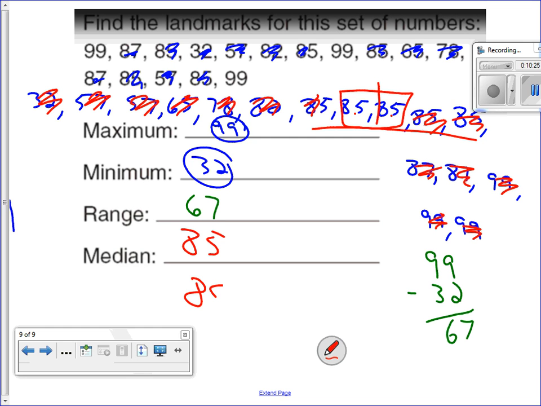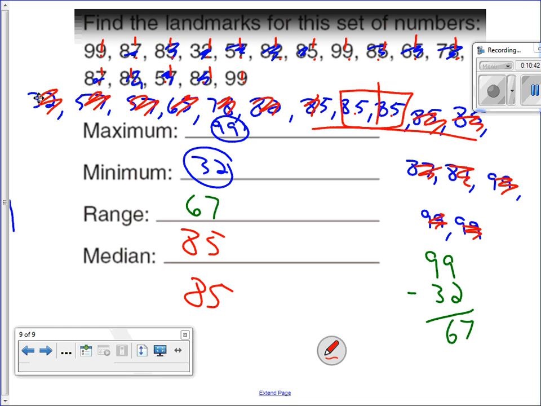85 is my median. If I was asked what number happened the most, I would have to say 85 happened the most. If I had to find the mean, I'd have to add up each one of these numbers. I would get a big number. Trust me, I would let you use a calculator on this, okay, to find the mean. How many numbers do I have? 1, 2, 3, 4, 5, 6, 7, 8, 9, 10, 11, 12, 13, 14, 15, 16.